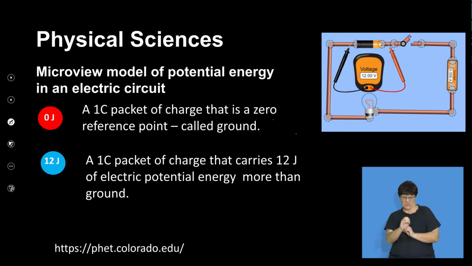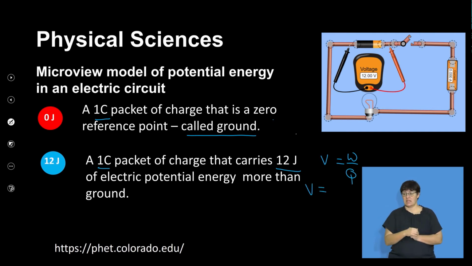Right, now let's look at the micro view of potential energy in an electric circuit. So we're saying a coulomb of charge, which is 1 coulomb, is at a 0 reference point, which is called the ground. We're going to use this because we talk about the difference between 2 points. Now, if we have got 12 joules, it means a coulomb of charge carries 12 joules. So if V is equal to W over Q, and it's 12 volts, then V is equal to 12 joules divided by 1 coulomb, which gives us V of 12 volts. Okay, that's what we are simply saying.